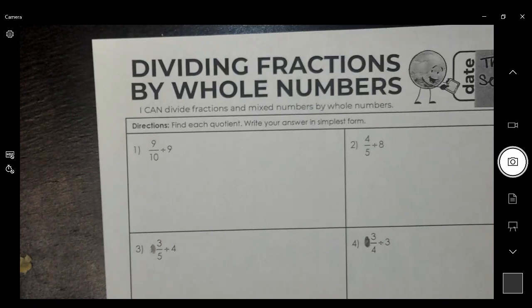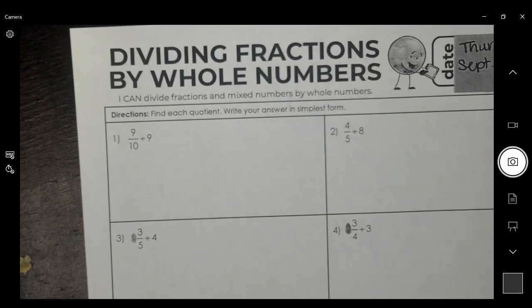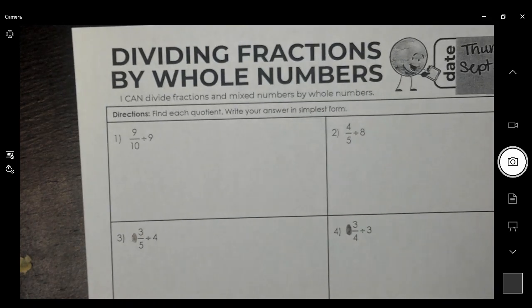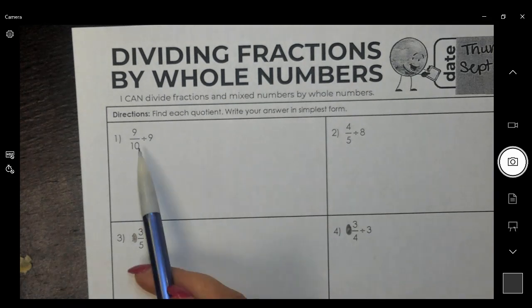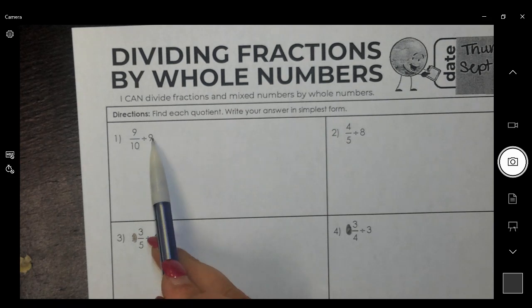Okay, so you don't want any whole numbers in front of your fraction. What I want you to do for the homework is divide using a model and using KCR. Remember, KCR stands for keep, change, reciprocal. But first we want to try our model. And so we have 9/10 divided by 9.